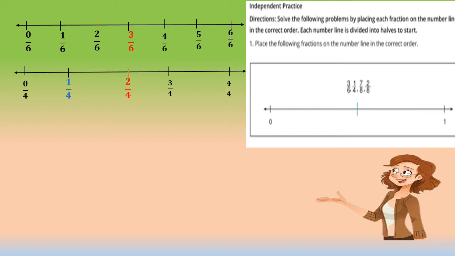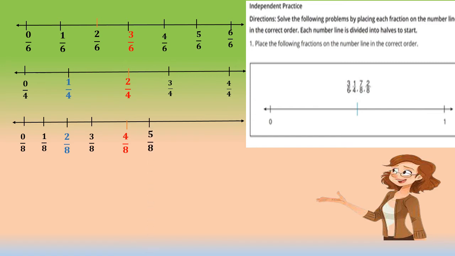2 over 4 here also means half of the number line, so it would be 1 over 2. This is an equivalent fraction. Next, I will draw another number line: 0 over 8, 1 over 8, 2 over 8, 3 over 8, 4 over 8, 5 over 8, 6 over 8, 7 over 8, 8 over 8. Okay, here also 4 over 8 will be half of the whole.